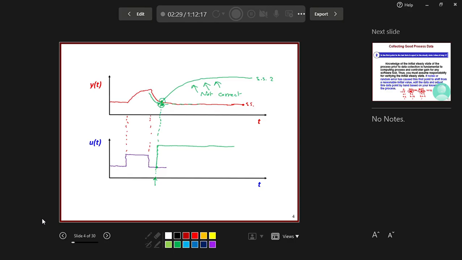So actually what you should have done is watch the output and wait until it reaches the steady state, probably at this point. And then at this point, you introduce your step. So you should have done something like this. Here, from here, go up to your step. And this is what you need to do. Make sure to start the collection of the data when the process has settled down and you are working at the steady state conditions.